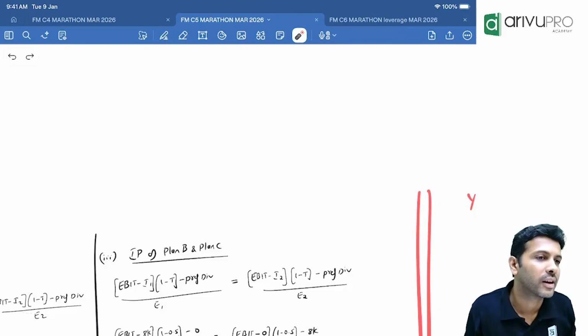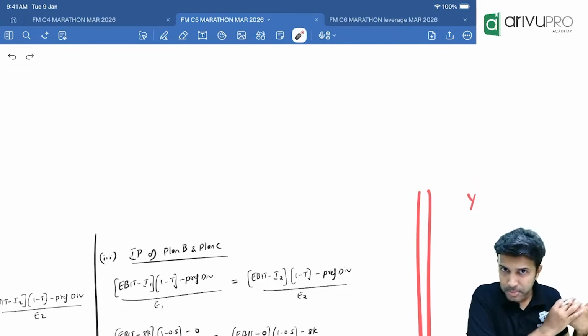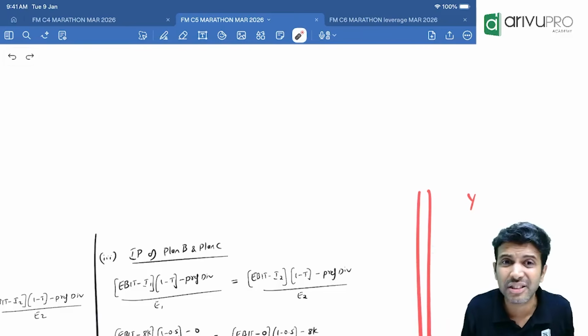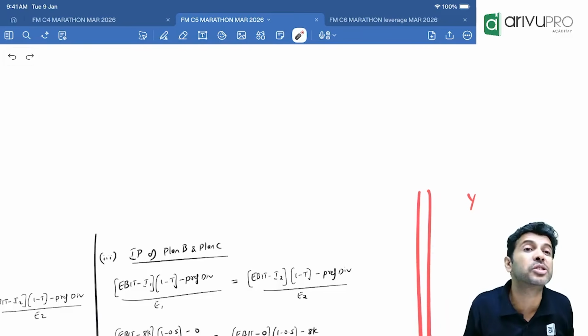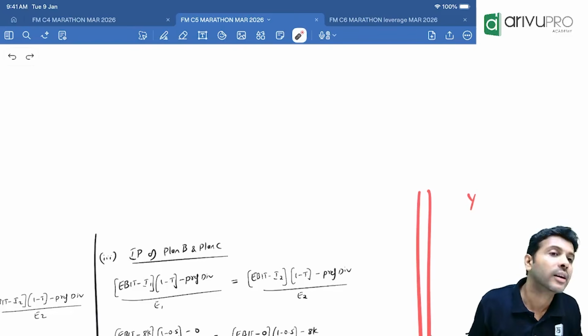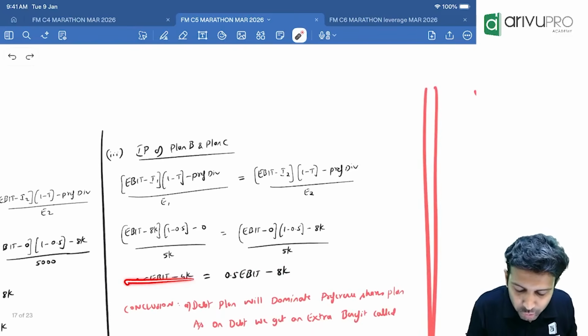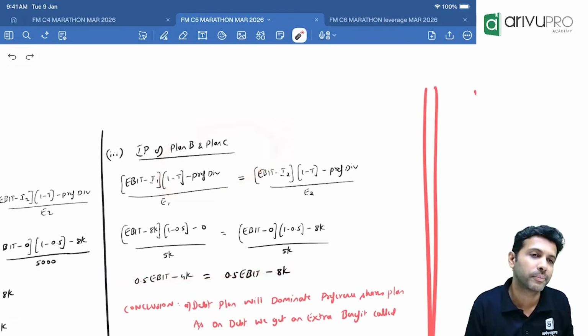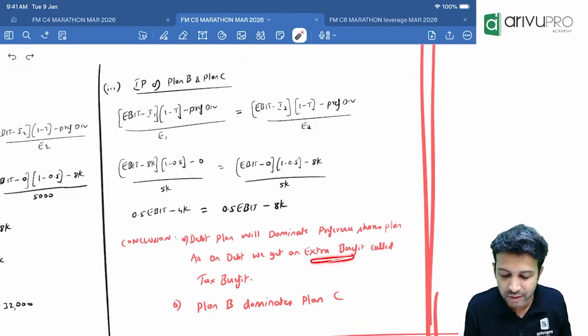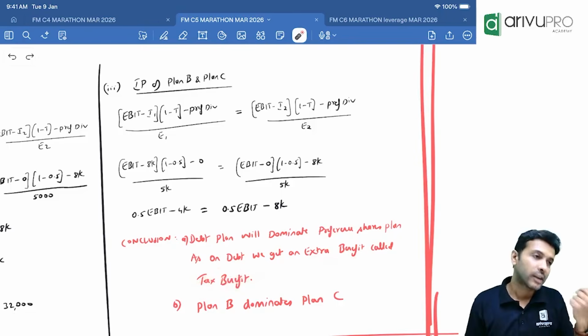Sir, debt will dominate the preference shares plan. No. Why? Though in this problem, the interest you are paying is 8% and the preference dividend you are paying is 8%, on debt you will get an extra advantage, which is what? Tax benefit. On the preference shares plan, you don't get the tax benefit. That is the reason you are not able to find an indifference point between these two plans. That is what you need to write.